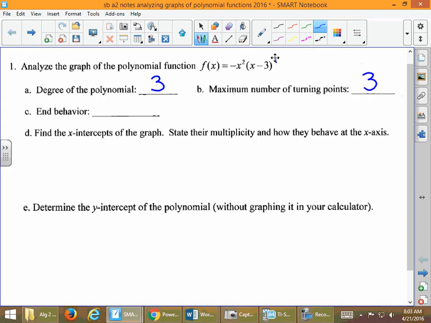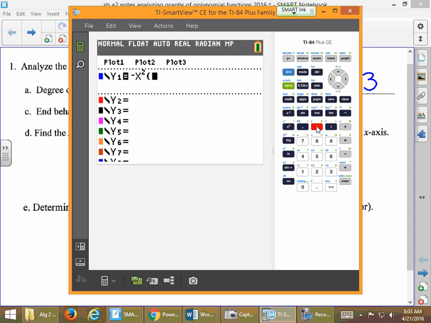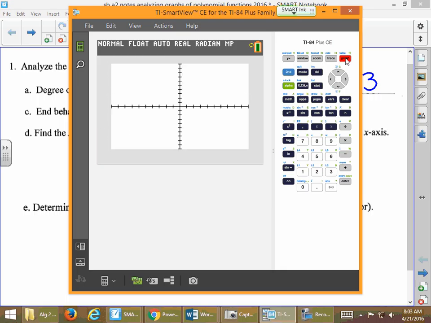Now, for the end behavior, it's going to be nice because eventually we're going to have to draw our picture farther down on the page, but let's type it into our calculator now and look at the screen. So if we go to y equals and negative x squared times x minus 3. We don't even have to put it in standard form. But what we can see is that our end behavior is up, down.